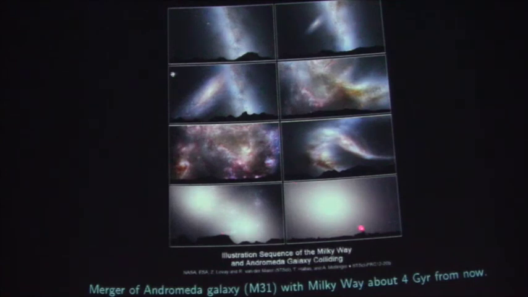And in a good 5.5 billion years, that galaxy, which is now Andromeda and us, ain't no longer a spiral. Gone is the Milky Way. This is a giant elliptical.